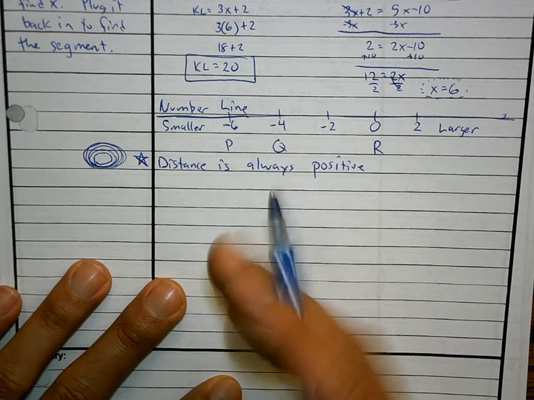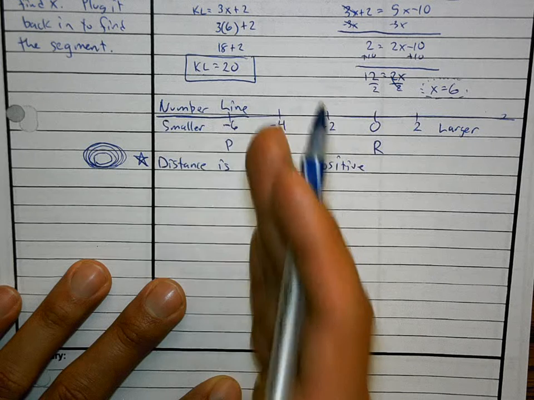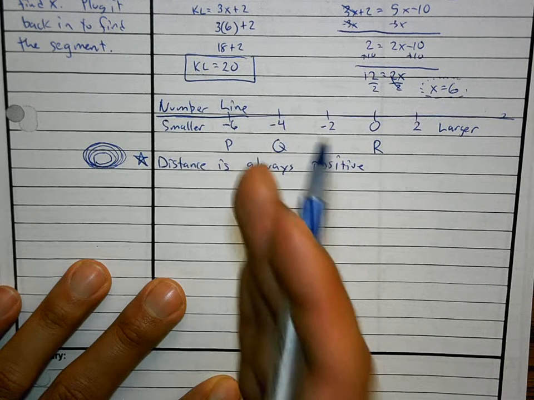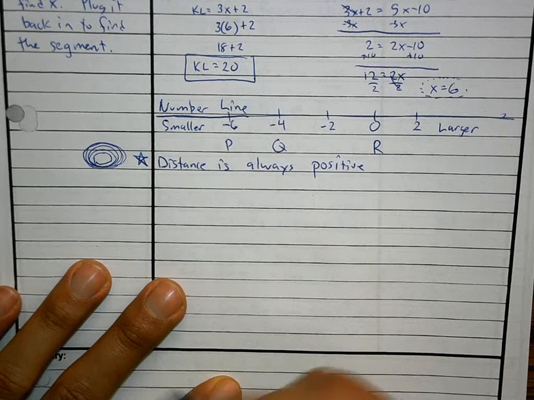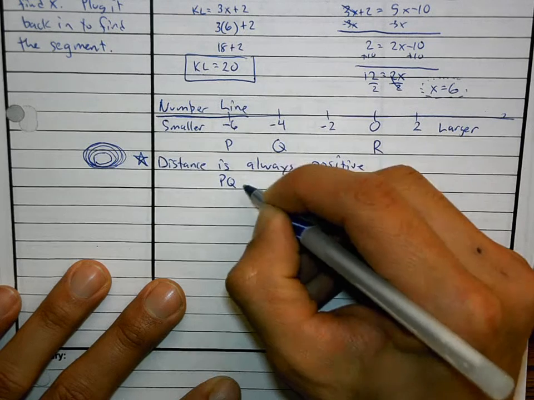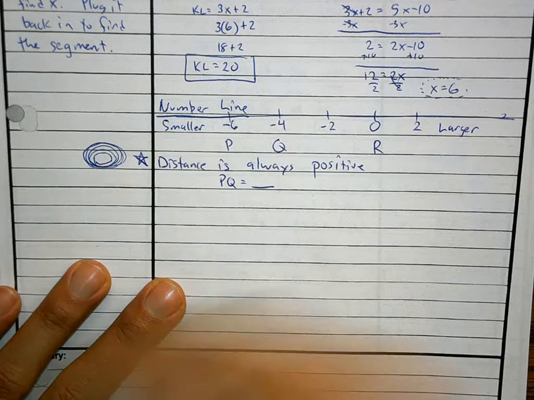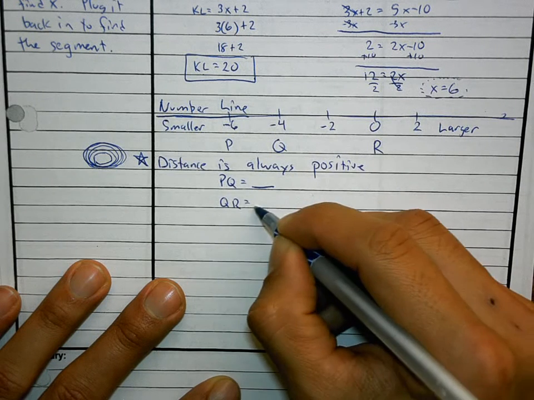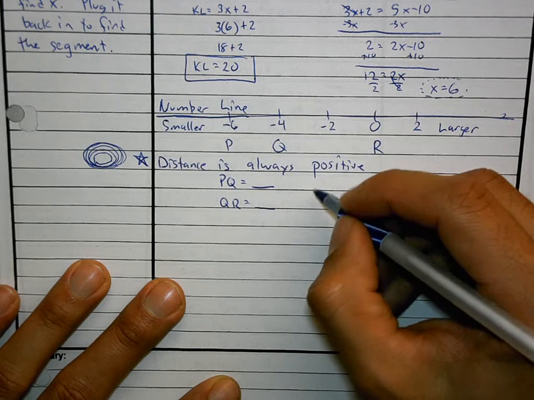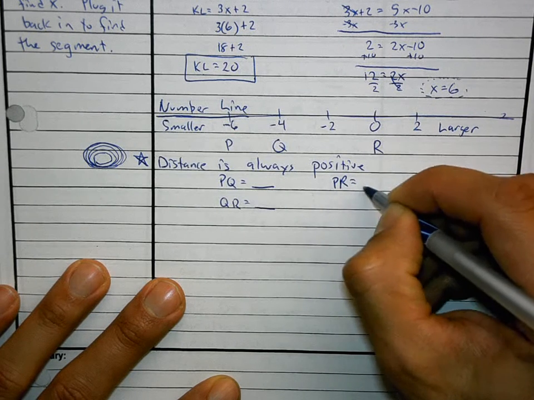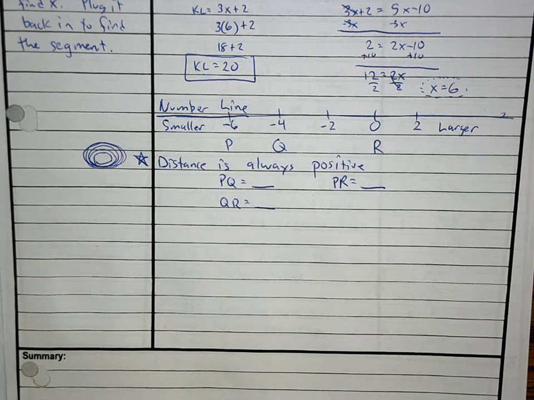Same thing on a number line. Doesn't matter that we're on a negative side of the number line, the distance is still a positive distance. Keep that in mind. So my questions to you will look like this. PQ equals blank. QR equals blank. PR equals blank. And you can do this any way you want to. But if you get stuck, just write out what the number line is.